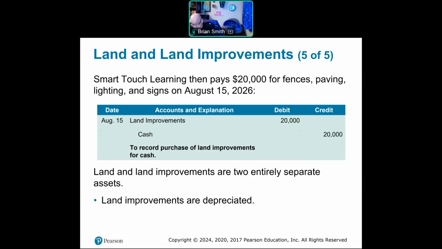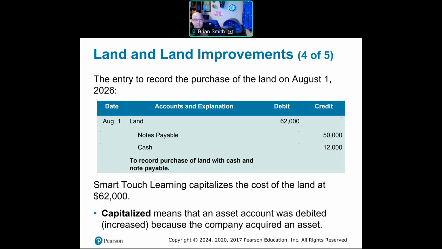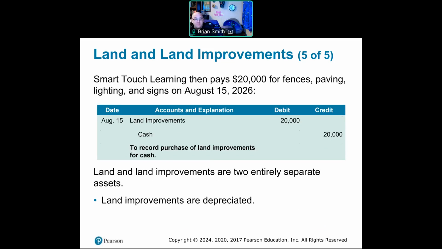But land itself is not depreciated, but land improvements are. And since they're very different, when we install the fencing, paving, and stuff like that, we are going to put that into land improvements, and we will depreciate that over the land improvements' useful life.